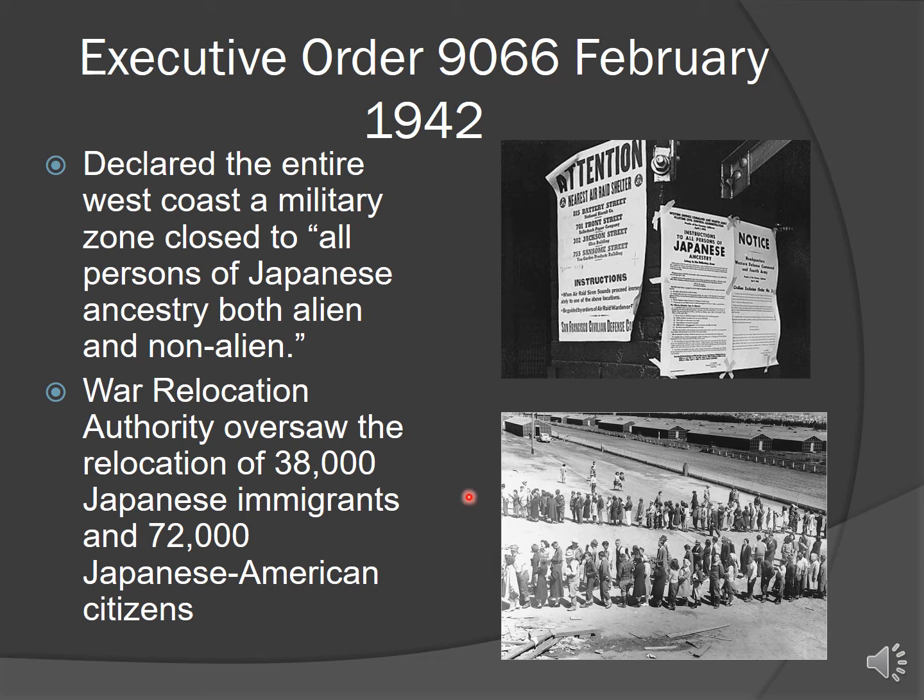You will see here the numbers of people that were rounded up. 38,000 Japanese immigrants, meaning people that were born in Japan, and 72,000 Japanese American citizens, meaning these were people who were actually born in the United States. So the numbers show that the majority of people that were sent to the relocation camps were actually American citizens.